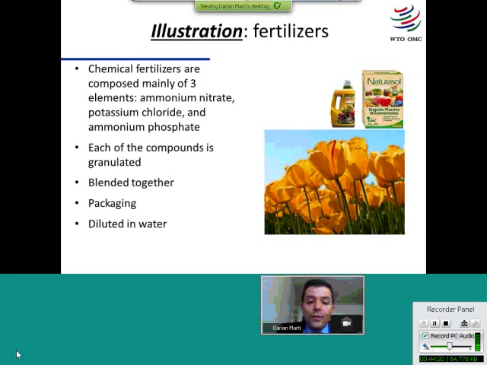Take fertilizers. Fertilizers are mainly made of chemical components, of which I decided to concentrate here on nitrate, potassium, and phosphate. The different elements are blended together, and they are granulated if they want to be sold in a solid form, or they could be diluted in water if they're going to be sold in a liquid form. Now, let's think about rules of origin for fertilizers under these three same families of origin.